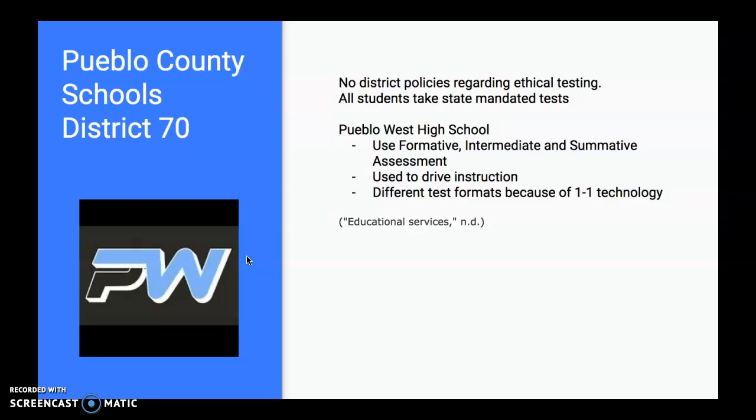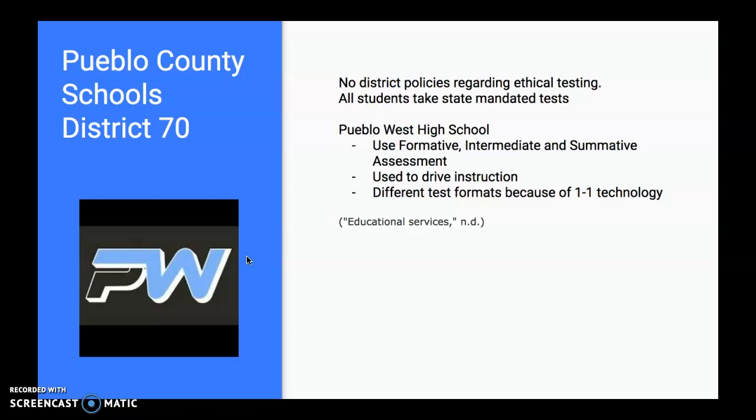Looking at our Pueblo County School District 70, we have no district policies regarding ethical testing. All students take the state mandated tests. We have no guidelines other than that at our school we're asked and advised to use formative, intermediate, and summative assessment for each unit. What I mean by that is in a formative assessment, we give a pretest, we assess intermediately throughout, and then we give a summative assessment at the end. When we have things that we didn't get across to students through the assessment, we can go back and reteach. We use this to drive instruction. We can pace ourselves based on this.